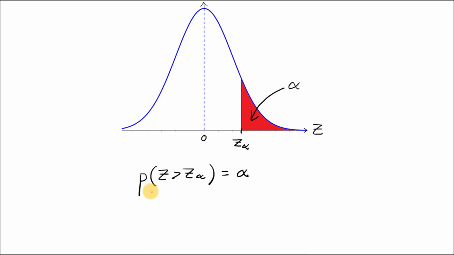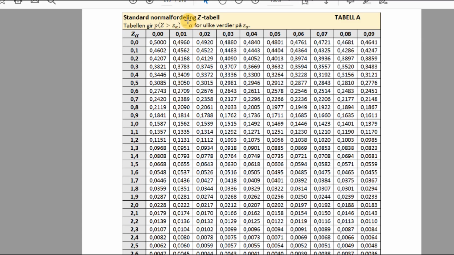So per definition, the probability to get a z value larger than z-alpha, that is, you get an outcome here, is equal to alpha. From this table, we can read off alpha, given z-alpha. So if you know z-alpha, then read it off here to one decimal and the second decimal here. Then you can go inside the table and find alpha.